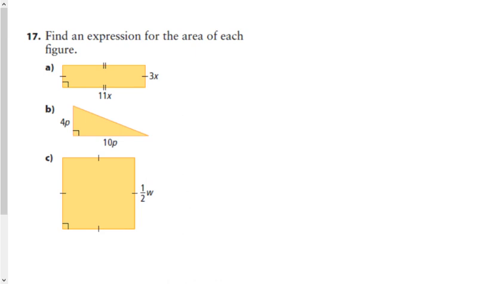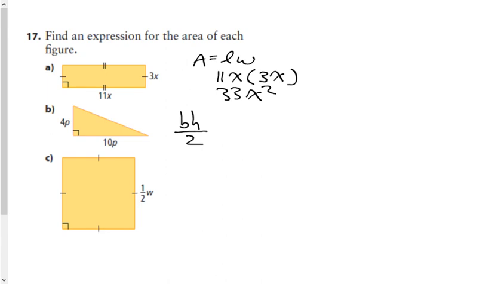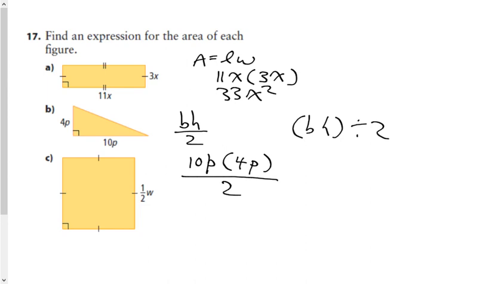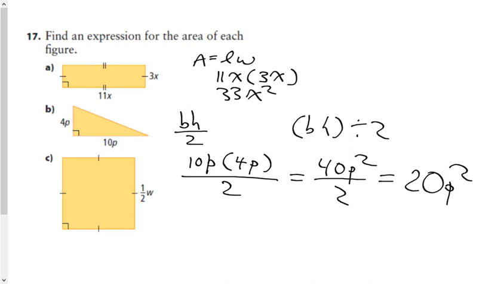Okay, question 17 says find an expression for the area of each figure. So just like the other ones, area equals length times width. Area equals 11x multiplied by 3x. The area equals 33x squared. Here, base times height divided by 2. If you want to write it like base times height in brackets divided by 2, that's fair as well. Or 10p multiplied by 4p divided by 2, which is 40p squared divided by 2, which means the area of that triangle is 20p squared. Half of 40p squared would be 20p squared.